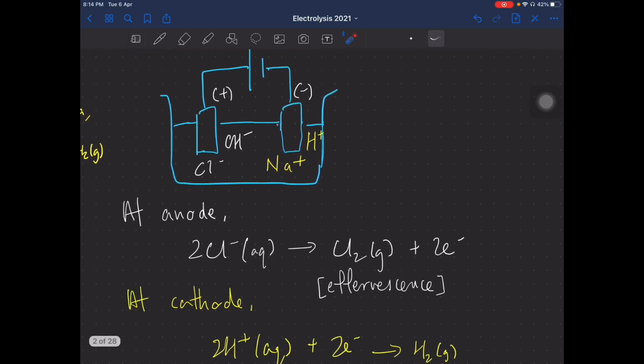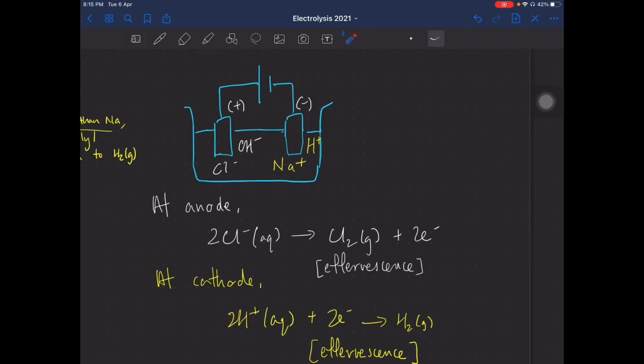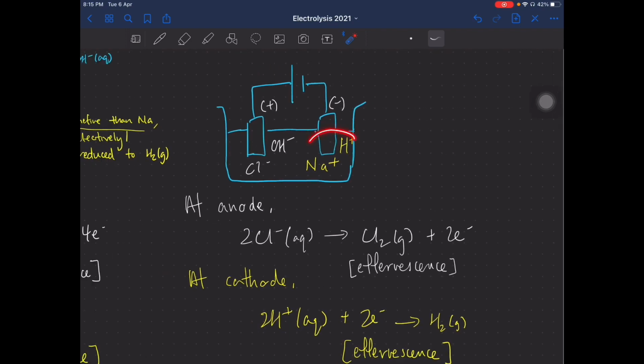At the cathode, between Na plus and H plus, H plus will still be preferentially discharged because it is still much less reactive. Hydrogen is still much less reactive compared to sodium. So what will happen at the cathode is rather standard. You still always go back to your reactivity series.